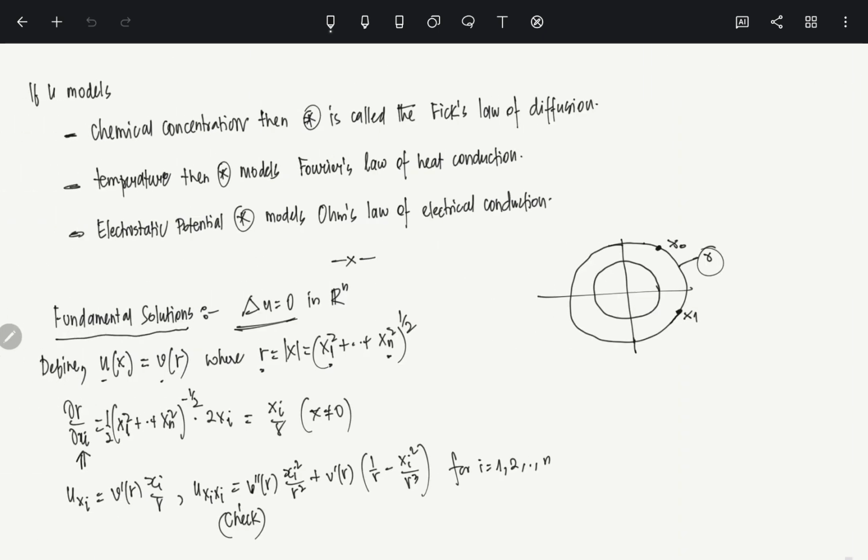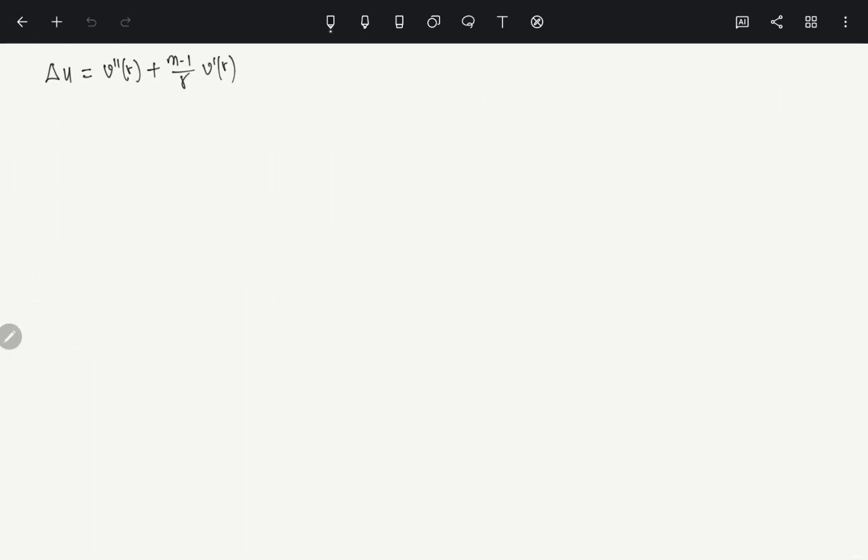I'm just adding this up, and you can easily see that this is going to be true, absolutely no issues. Now since the Laplacian of u is 0, that is given to us, it means that this holds if and only if v double prime of r plus (n minus 1) by r times v prime of r should be 0.